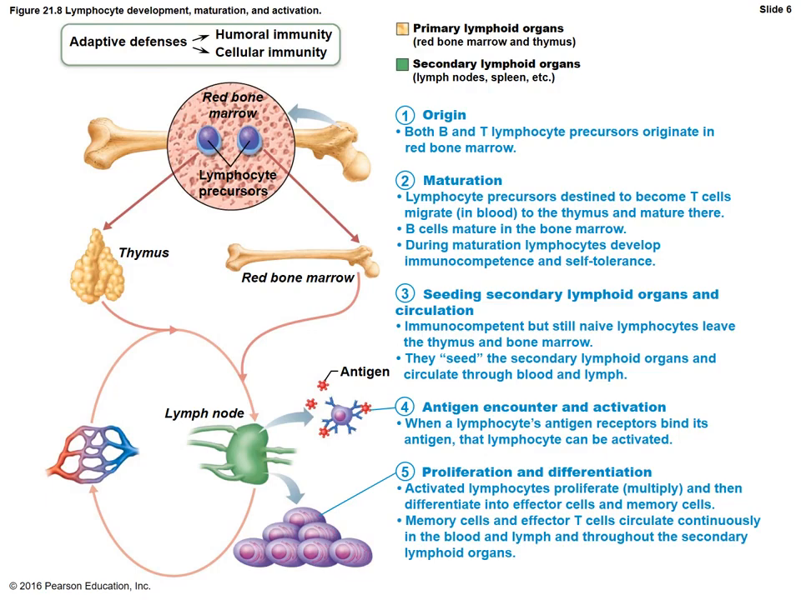When the lymphocytes encounter an antigen, the lymphocyte becomes activated. So when they're exposed to the antigen, they become activated. And then once they have become activated, they are going to start multiplying. That's what proliferation is. And then they're going to differentiate into, some of them will be cells that are going to respond right now, and others will become memory cells. These memory cells and these effector T cells, they're going to be circulating in the blood, in the lymph, and throughout the secondary lymphoid.